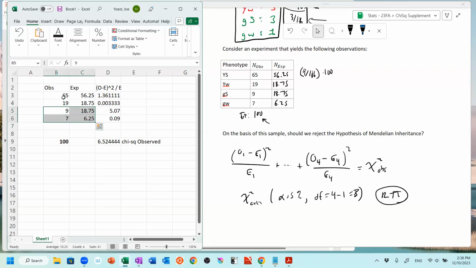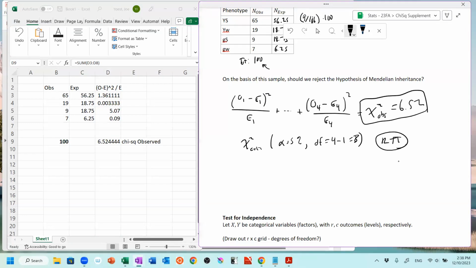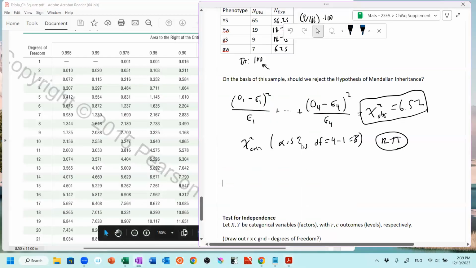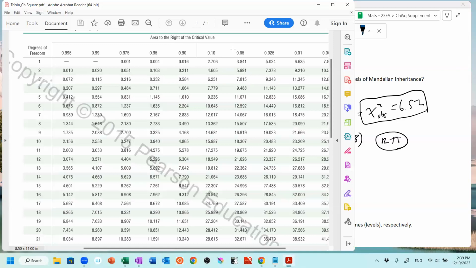So I see that these two are quite close. This one's maybe a little further away, but these three are pretty close. But I see that my chi-square observed is 6.52. I also need to look up chi-squared critical. Again, right tail, 5% area, degrees of freedom 3. So area to the right of 5% with 3 degrees of freedom, that's 7.815.